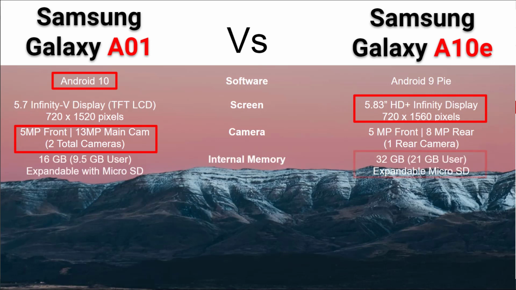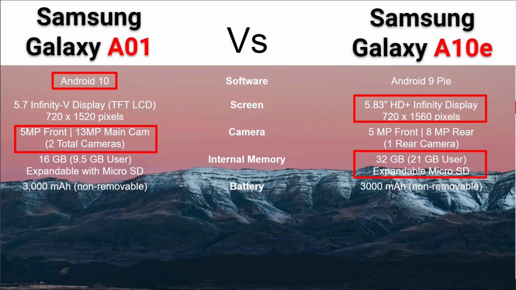Internal memory, this is where the A10e is going to shine. It does have double the memory at 32 gigs total memory, and then for the user you're going to get about 21 gigs available for you to use for your pictures, videos, music. On the A01 you're only getting a total of 16 gigs, and after you subtract the operating system and pre-installed apps you're getting about 9.5 gigs, so you are starting off with slightly less on that A01.